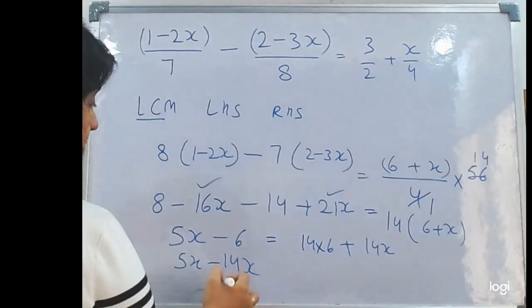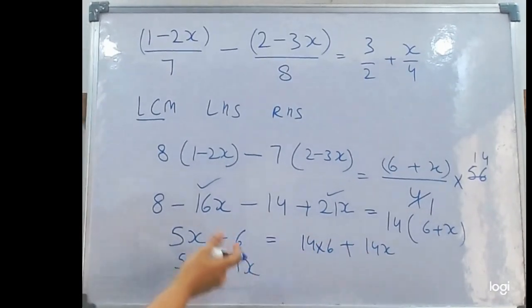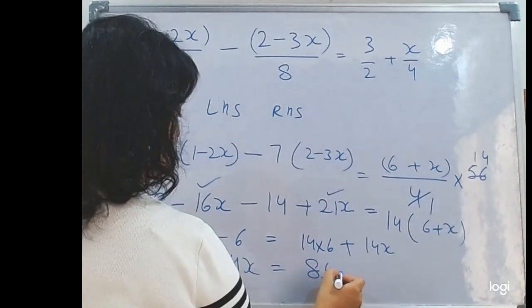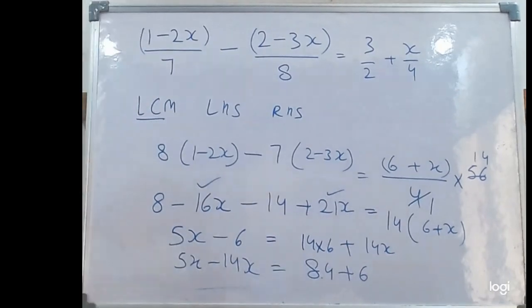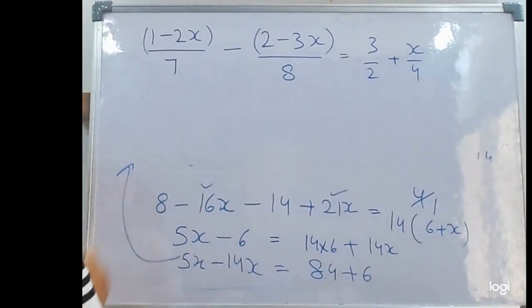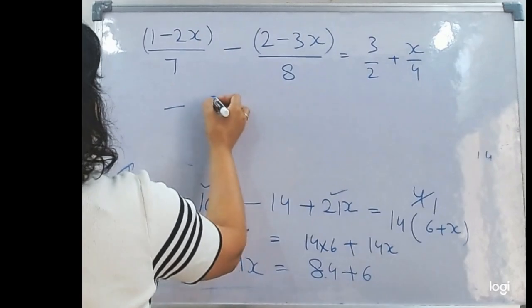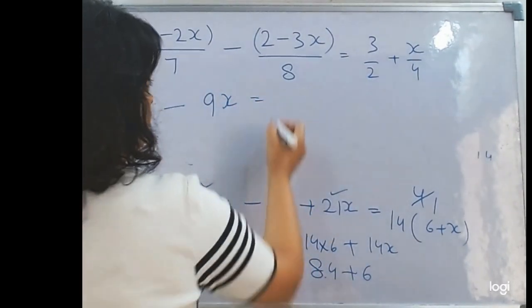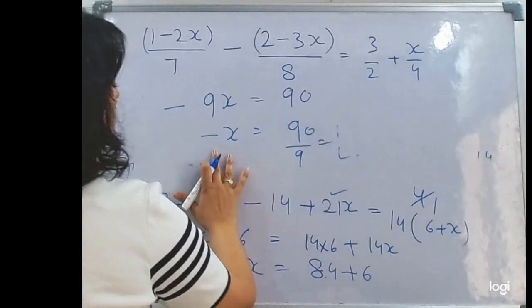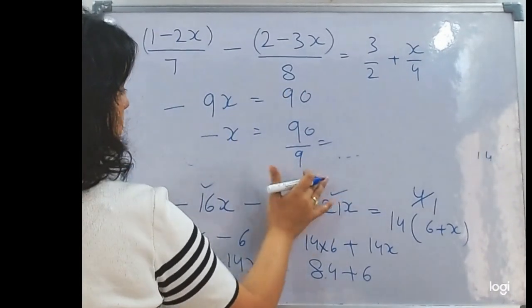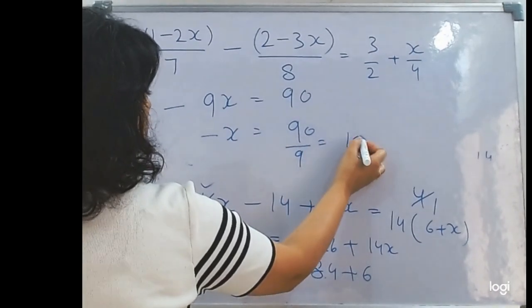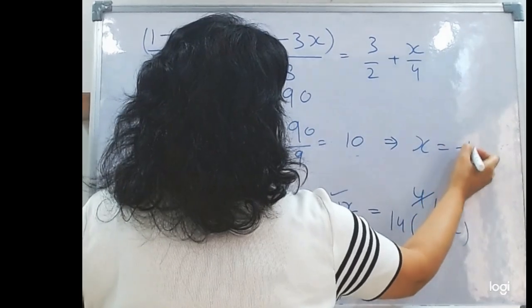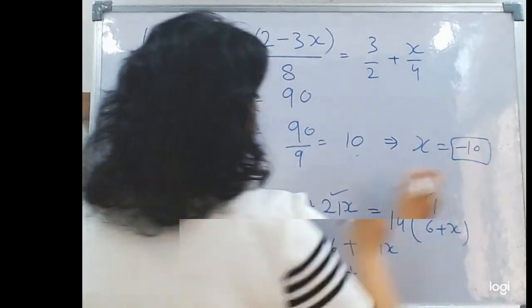minus 14x, transposing the variable term in one side and constant term in one side. 84 plus 6. Then from here negative 9x is equals to 90. So negative x is equal to 90 by 9 means equals to 10. So this implies x is equals to negative 10.